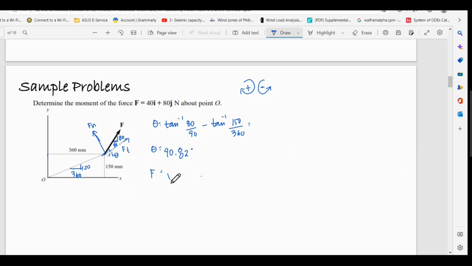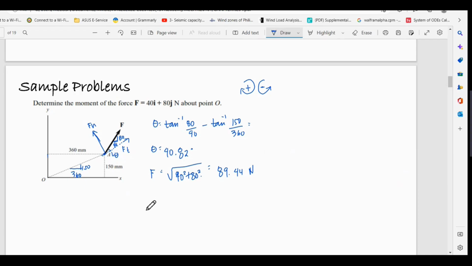So we have here square root of 40 squared plus 80 squared. So this is equal to 89.44 Newton. So we have 89.44 Newton.